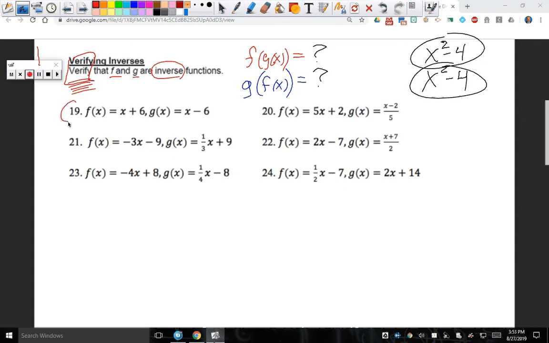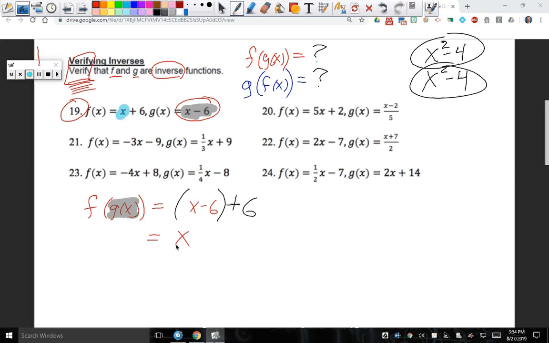Number 19. Here we go. Let's do f of g of x. I'm taking this right here and I'm plugging it into f. Okay? So let's build this function. I have parentheses plus 6 and we're plugging this right here. What do we get? We get x.